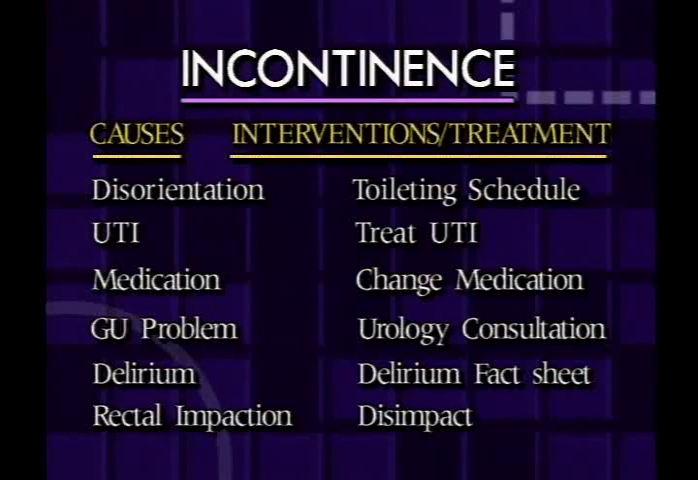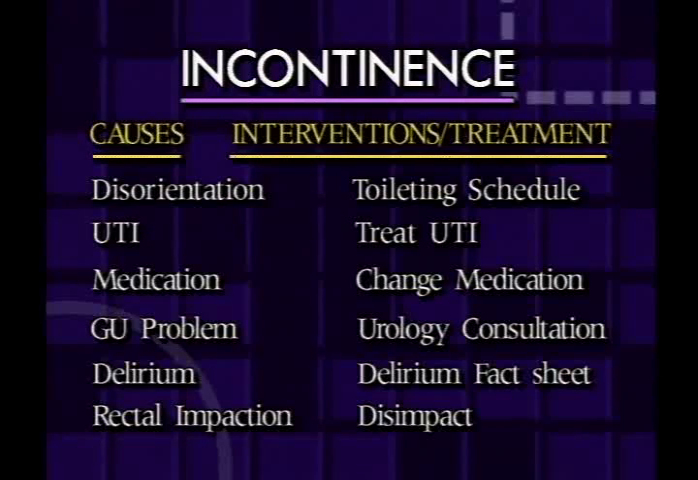In which case, put them on a toileting schedule. Simply take them to the toilet every 1 or 2 hours. Sit them down just like you would with your 18-month or your 2-year-old. Allow them to perform their bodily functions, and you'll find that it helps significantly with keeping them dry.